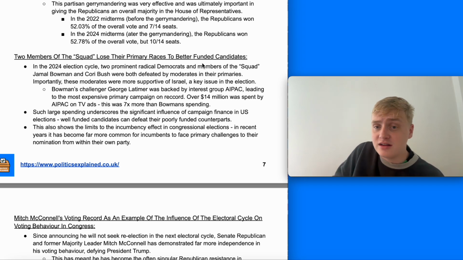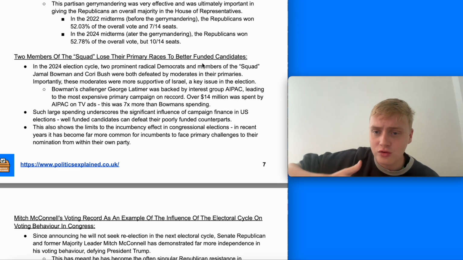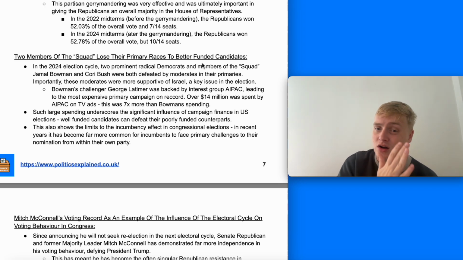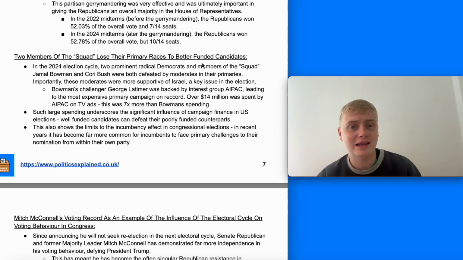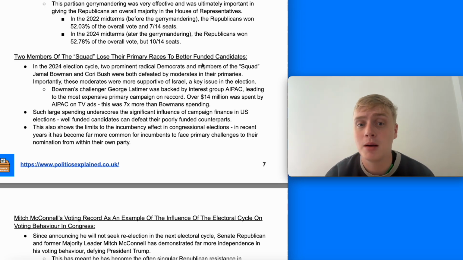So these are effectively radical left-wing Democrats, Bowman and Bush, and they are members of the squad. They're further to the left in the Democratic Party, similar to AOC and Bernie Sanders, for example. And they were both defeated by moderates in their primaries. And importantly, these moderates were more supportive of Israel, which was a key issue in the 2024 election. Bowman's challenger, George Latimer, was backed by interest group AIPAC, the American Israeli Public Affairs Committee, leading to the most expensive primary campaign on record.